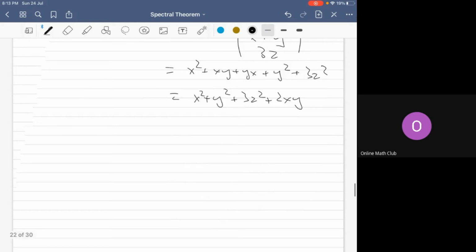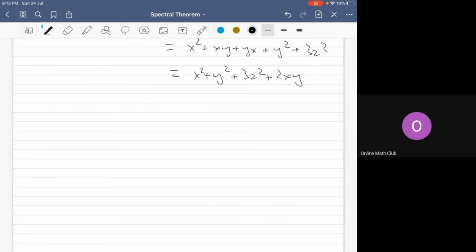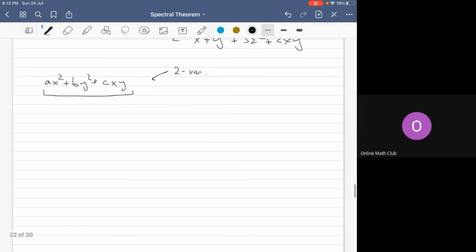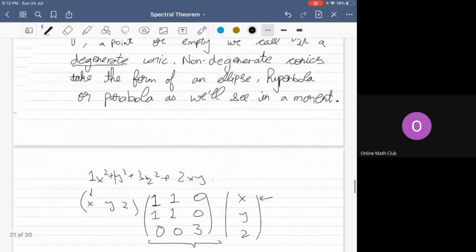So in general, if you have something like this, plus cxy plus dx plus ey, wait, no, sorry, something like this. This is a quadratic form in 2 variables. Then you can write this as follows: a, b, c by 2, c by 2, and then xy.